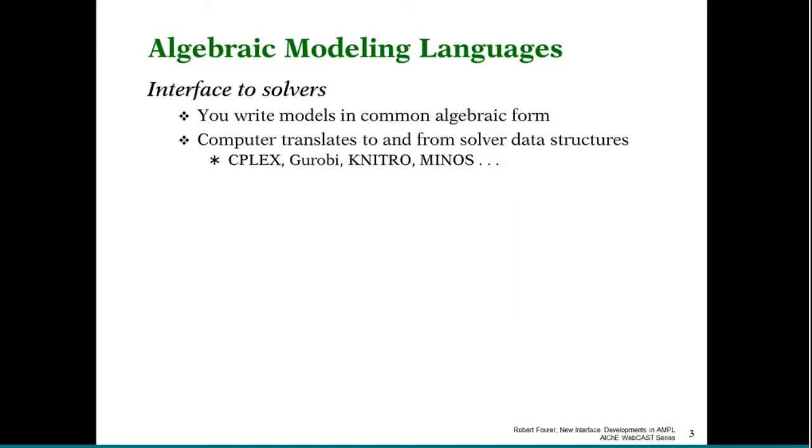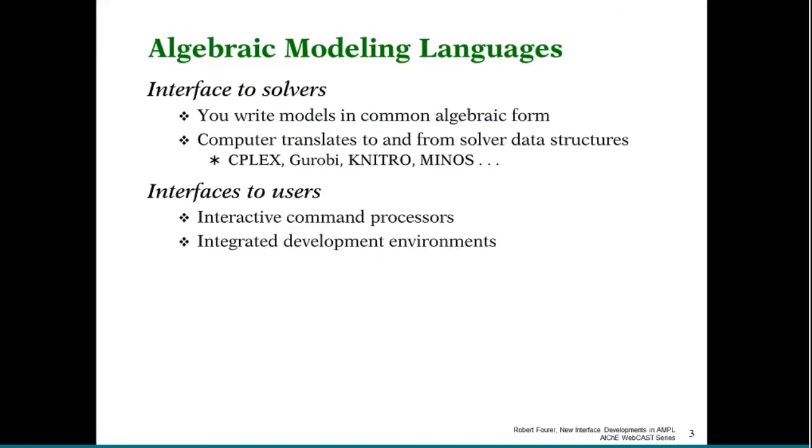Let me say that when it comes to talking about interfaces, really the whole idea of an algebraic modeling language was to be an interface. It was to deal with the problem that it was so hard to get your problem into the solvers that were supposed to solve the problem and to get your results out. And so initially it was an interface to solvers. You wrote your models in this algebraic form, which is much more natural to you. And then the computer translated to and from the data structures that different kinds of solvers required.